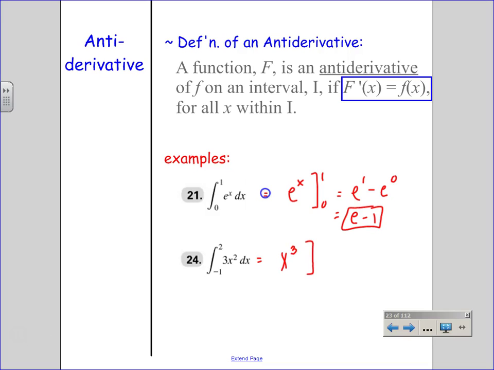Are we okay with x cubed? Whoa, how'd I get x cubed? I added 1 and I divided by the new exponent. The integral of x to the n is x to the n plus 1 over n plus 1, from negative 1 to 2. What, Mag?